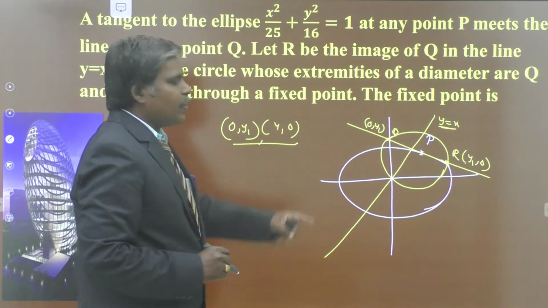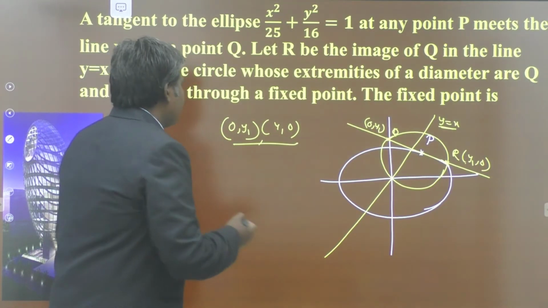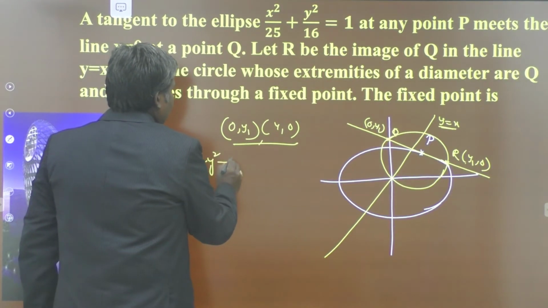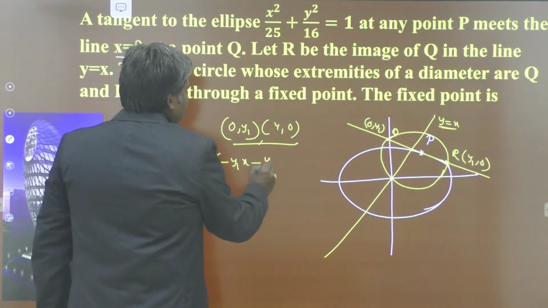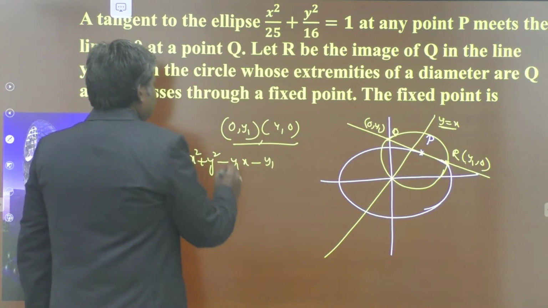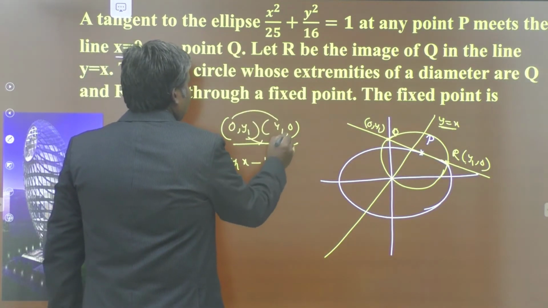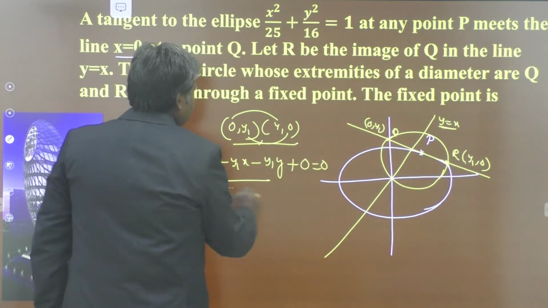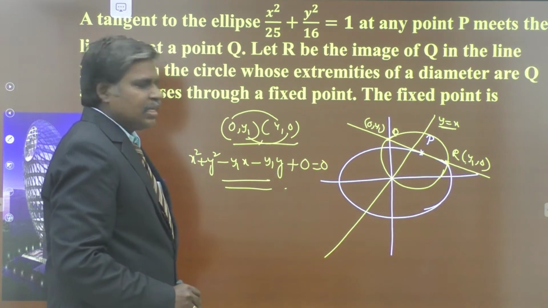By taking these 2 points as ends of diameter, we get the equation of circle, that is x square plus y square minus sum of x coefficient, minus y1 into x minus y1, sum of y coefficients into y plus 0 into y1 plus y1 into 0, that is 0. This is the circle. Understand?